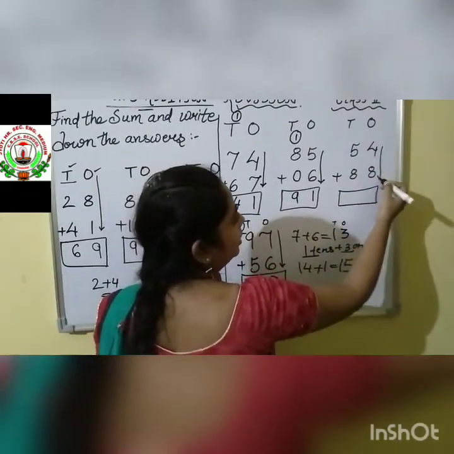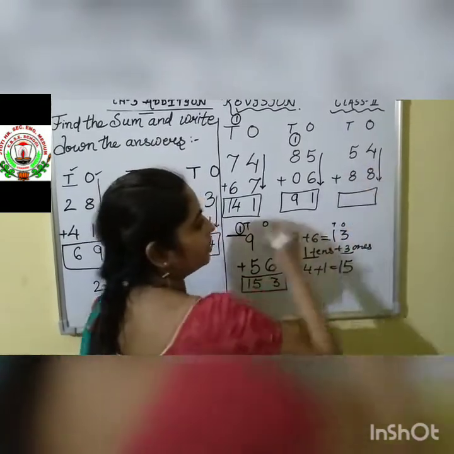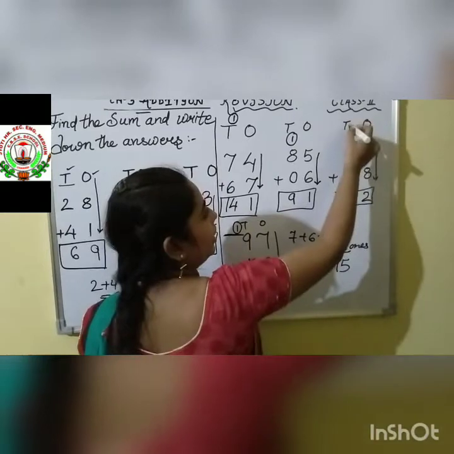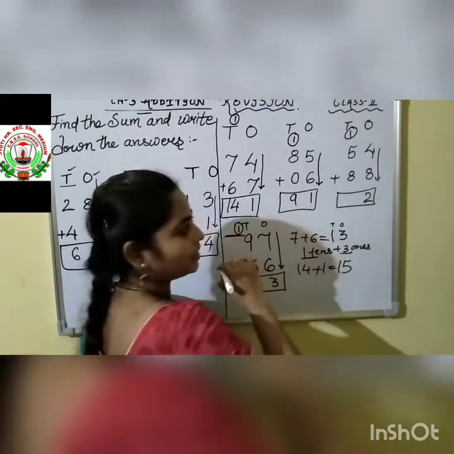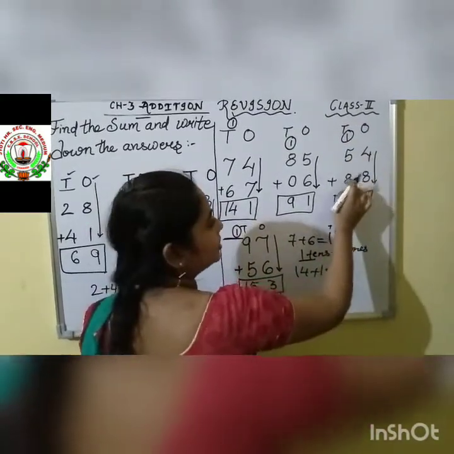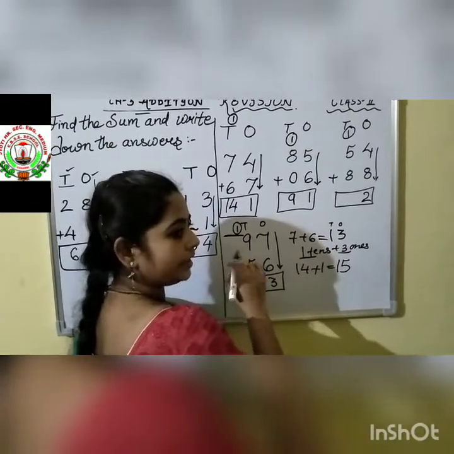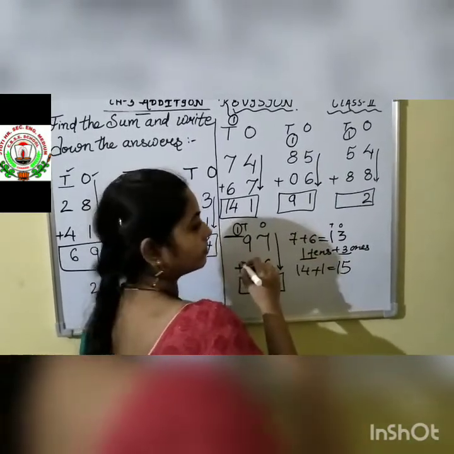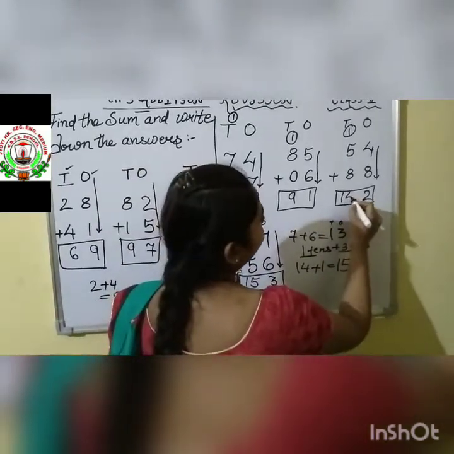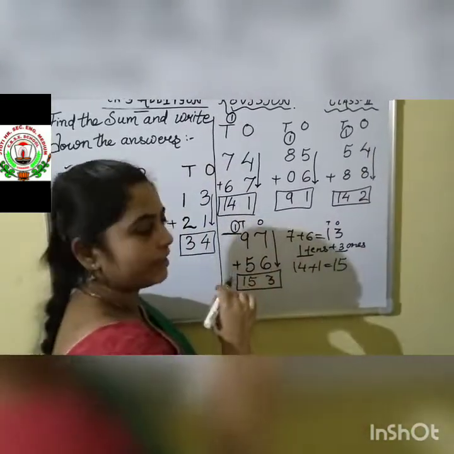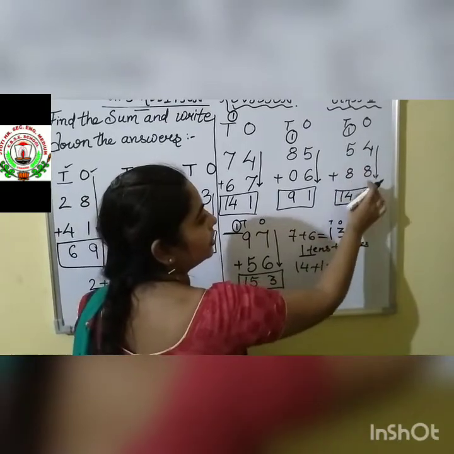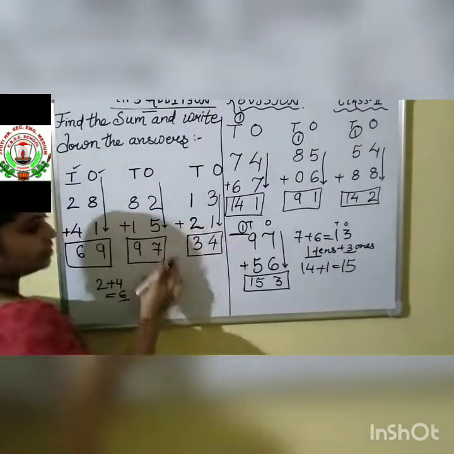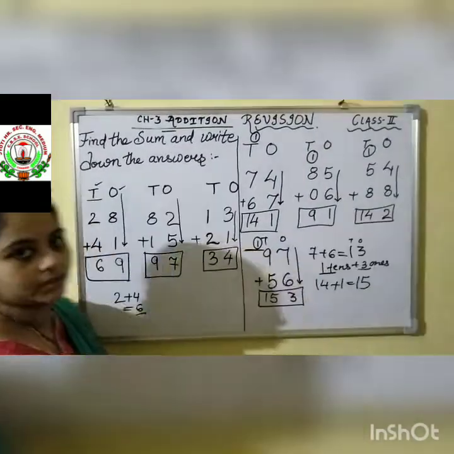4 and 8. We have to add 4 and 8. What answer comes? 12. 2 here and 1 will be carried over to the tens place like this. Okay. Then 5 plus 8. 13. 13 plus 1. 14. Yes or no? We will write down 14 here under the tens column like this. Answer: 54 plus 88. Our answer comes as 142. So these are the questions of 2-digit numbers.